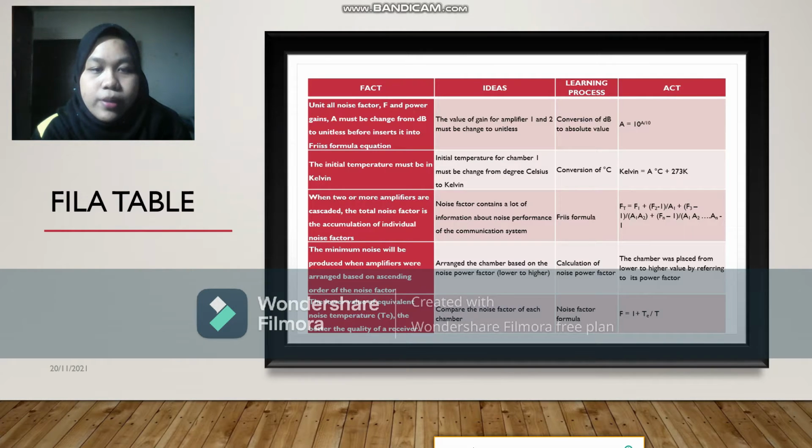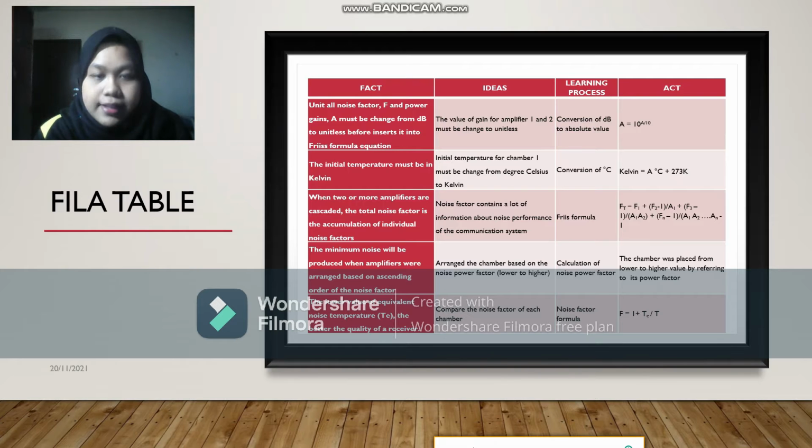For the third fact, when 2 or more amplifiers are cascaded, the total noise factor is the accumulation of individual noise factors. The idea, noise factor contains a lot of information about noise in a communication system. The learning process is the Friis formula. The formula is Ft equal to F1 plus F2 minus 1 divided by A1 plus F3 minus 1 divided by A1 times A2 plus Fn minus 1 divided by A1 times A2 and so on.